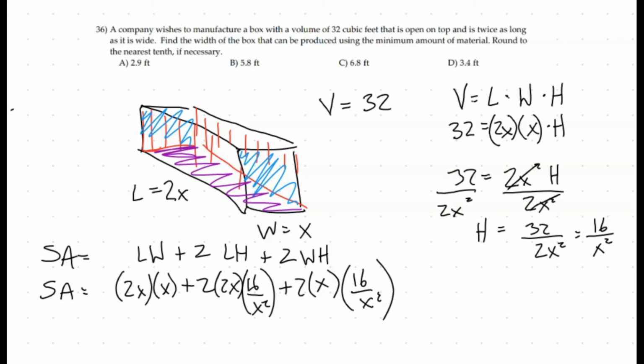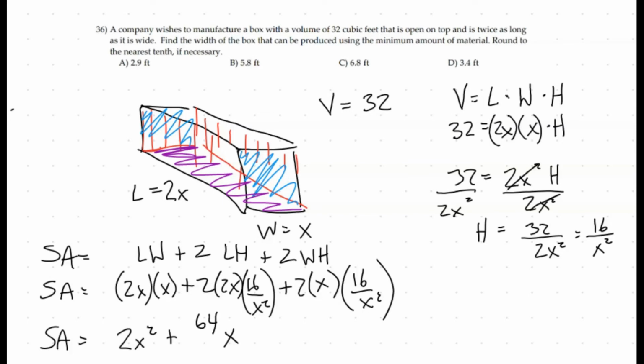So it's going to take a little bit to clean this up. We just got to combine like terms and work that out a little bit. So that gives us 2x squared. We have 2 times 16, so that should be 64. And then the x's can cancel out. We have an x on the top and an x squared on the bottom, so that would become 64 over x.